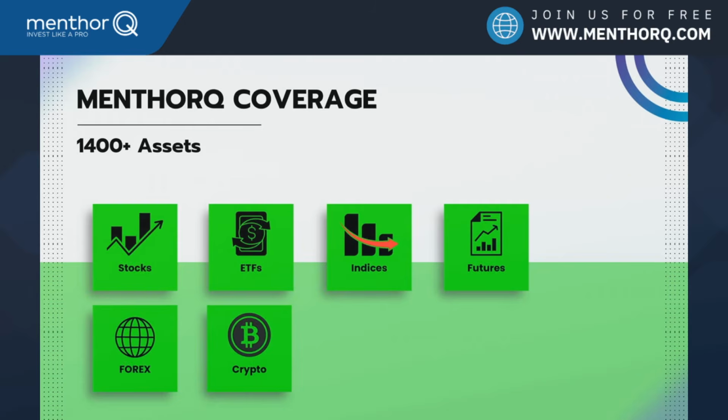This is really designed to take complex information into clear and actionable levels that traders can use every day. We cover 1,400 plus assets. This includes stocks, ETFs, indices, crypto, and futures. We recently released our crypto gamma levels as well. So if you trade crypto, you can now use those models on Bitcoin, Ethereum, and other coins as well.